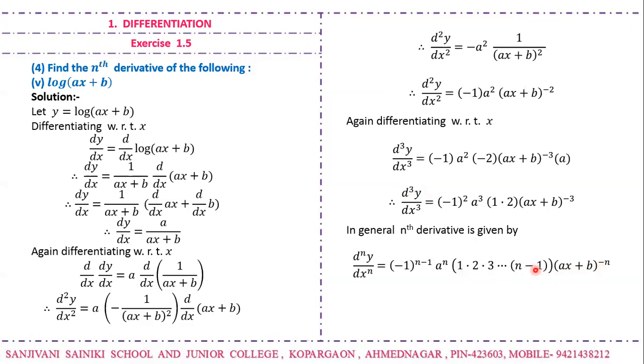Now here there is a product of n minus 1 natural numbers, so it is n minus 1 factorial, and using laws of indices we take this term in the denominator, ax plus b bracket raised to n. So this is the derivative of log of ax plus b, this is the nth order derivative. In this formula we can put the value of n to find a particular derivative. If you want the 10th derivative, I will put n is equal to 10. If you want the 100th derivative, I will put n is equal to 100.